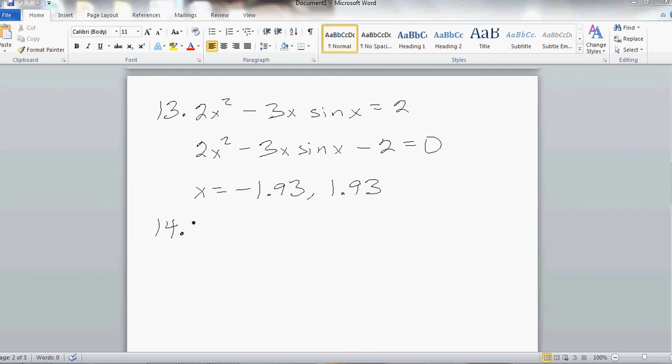14 through 16 actually ask us to use a graphing utility to solve the equation on the interval 0 degrees to 360 degrees. So one of the first things we're going to have to do is change our calculator into degree mode. And then we're going to express the solutions rounded to 1 decimal place only. And so 14 through 16 is really a continuation of 11 through 13. So number 14 will be 2 plus 13 sine x equals 14 cosine squared x.